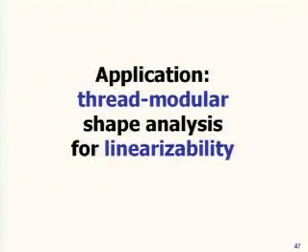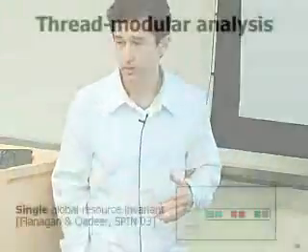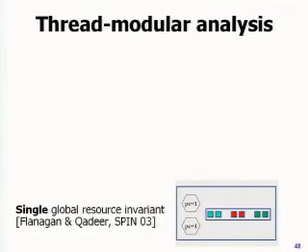So I took this idea of heap decomposition, and I want to see whether I can verify fine-grained concurrent programs and prove linearizability. One of the goals was to create a thread-modular-like analysis. So what's a thread-modular analysis? There are different notions, and there are different works.